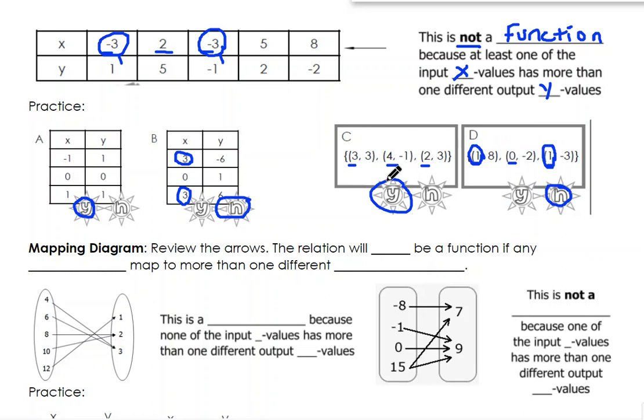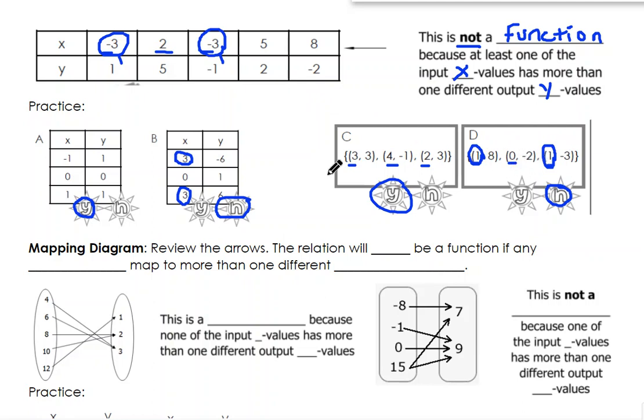All right, so that's how we do it with tables and ordered pairs. We look at our x values. If all of our x values are different, it's easy. It's a function. If they repeat, it's not a function, because 1 can't be paired with more than one thing. It can only be paired with one thing. 1 can't be paired with 8, and it can't be paired with -3. It can only be one or the other. So that is not a function.